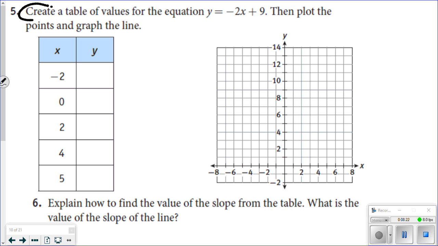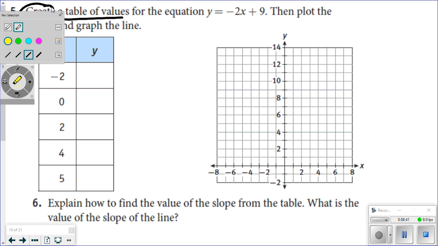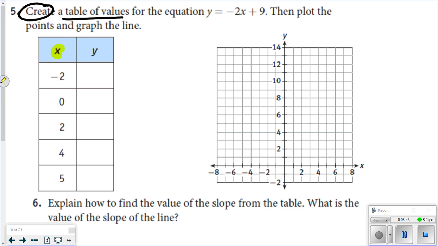Create a table of values for the equation y equals -2x plus 9. Then plot the points and graph the line. We're going to have to plug and chug here. So if I'm looking at this table, I see that I have a list of x values, and I'm going to substitute or plug in those x values for x in my equation.